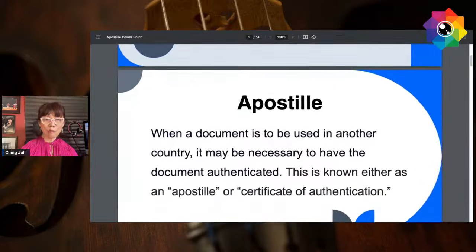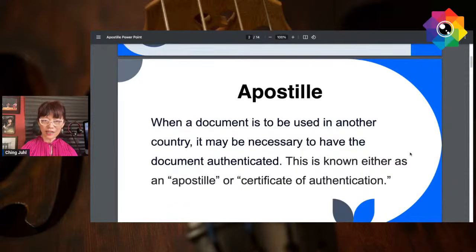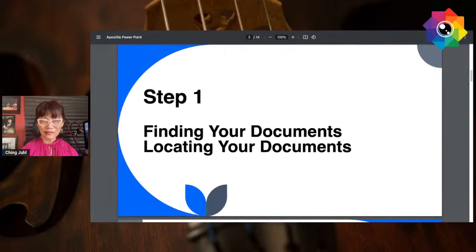Apostille is when a document is to be used in another country. It may be necessary to have the document authorized. This is known either as an apostille or certificate of authentication. Okay, step one is finding the document, right?